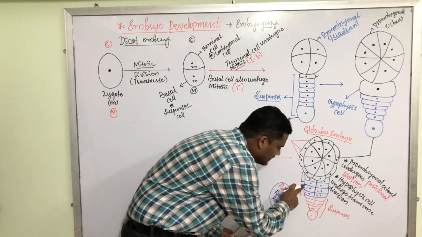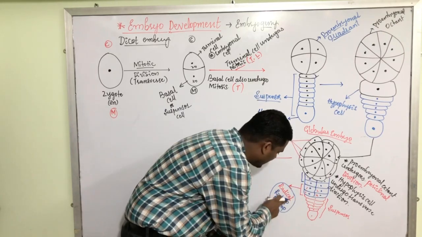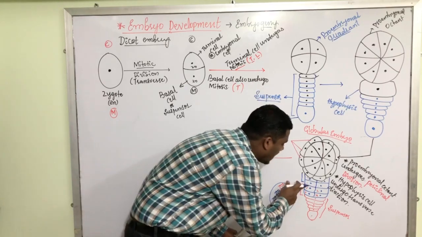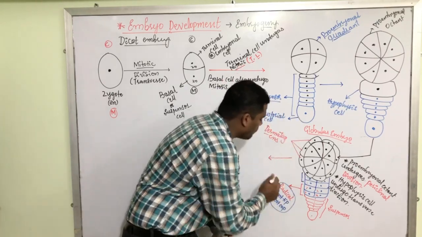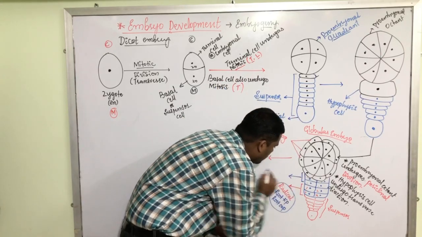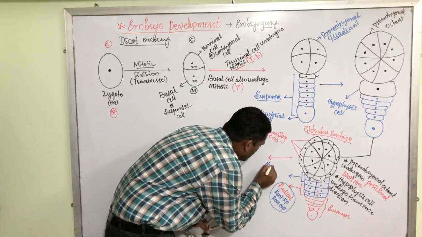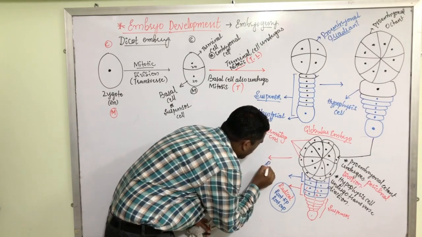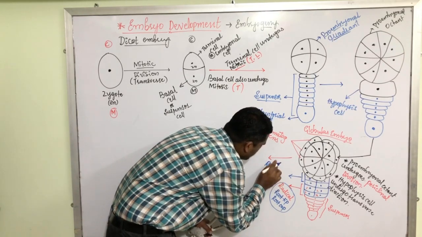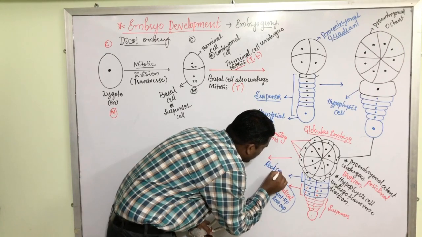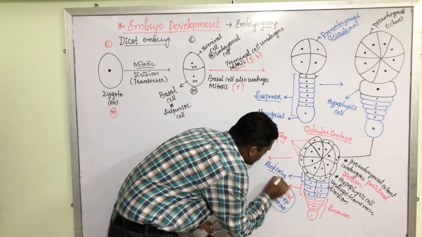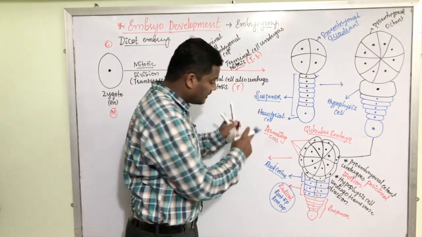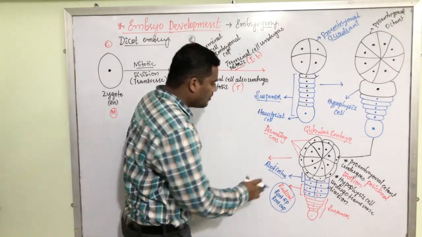Out of 8, the basal 4 cells, they form the radical that includes the root tip and the root cap, whereas the upper 4 cells of the hypophysis, they form the root cortex. Root cortical cells. They form the root cortical cells or they form the root cortex.